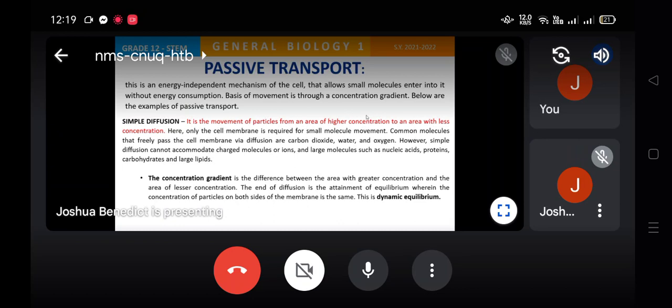So, pagdating sa passive transport, movement is according to the concentration gradient. And ano ulit ang concentration gradient? Higher to lower concentration. I'm continuously repeating this para hindi nyo malilimutan yung information. Okay? Now, in passive transport, there are different types. One of these is simple diffusion. Simple diffusion is the movement of particles from an area of higher concentration to an area with less concentration. So, you can see that it goes with the concentration gradient.